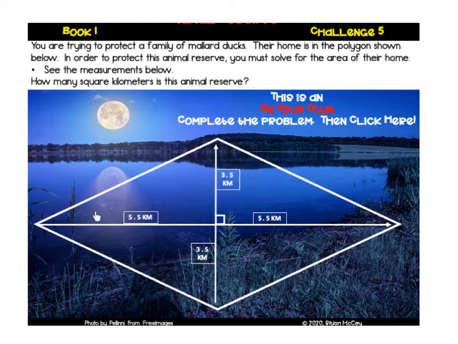Now, the measurements are all right here. This is 5.5 kilometers. This from here to here is another 5.5 kilometers. And from this crossing point here up here is 3.5 kilometers. And you notice this box here represents a right angle or a perpendicular angle.